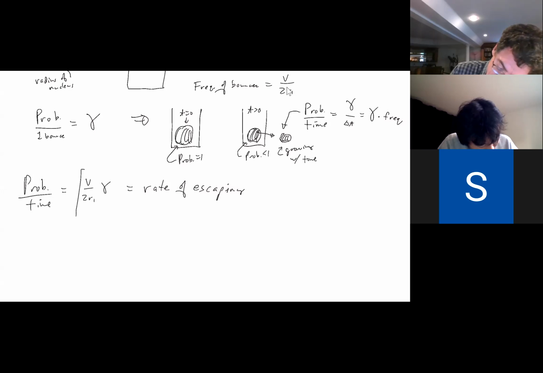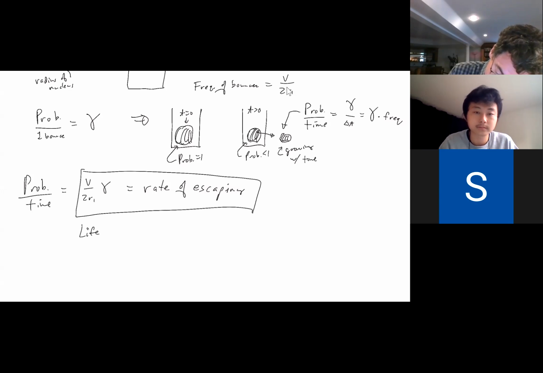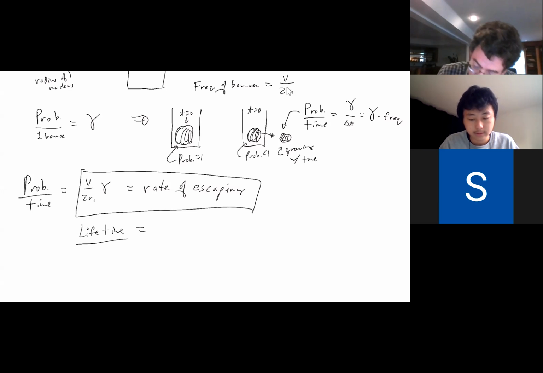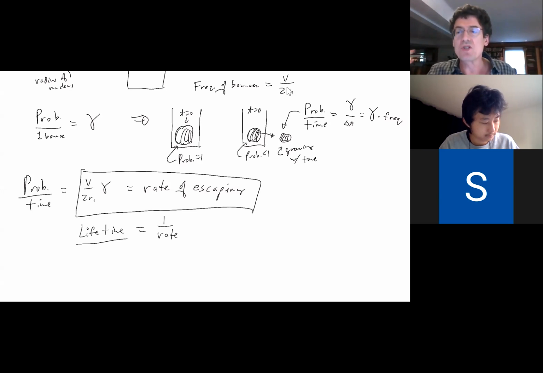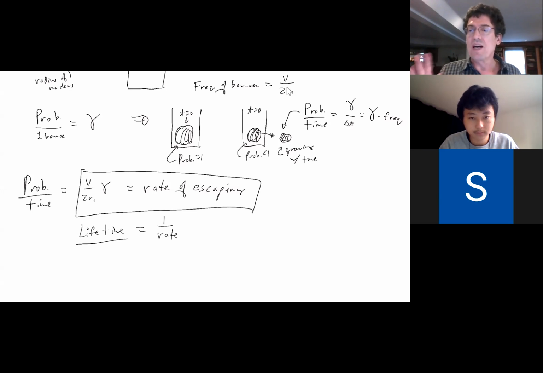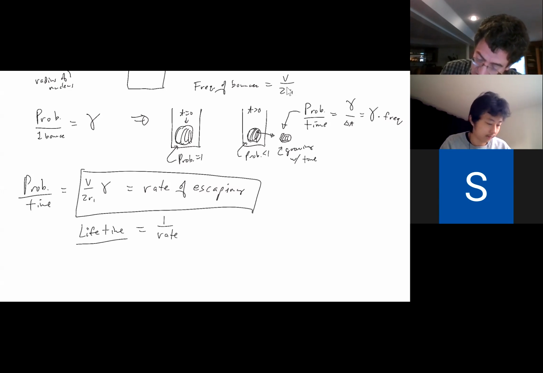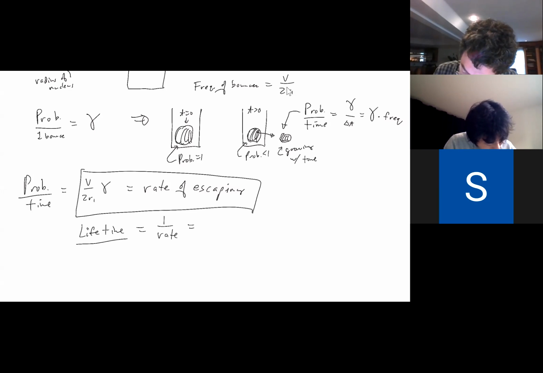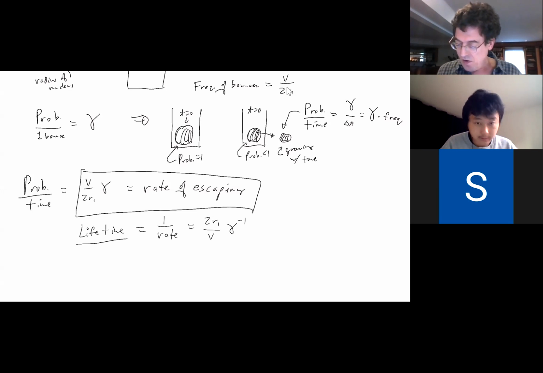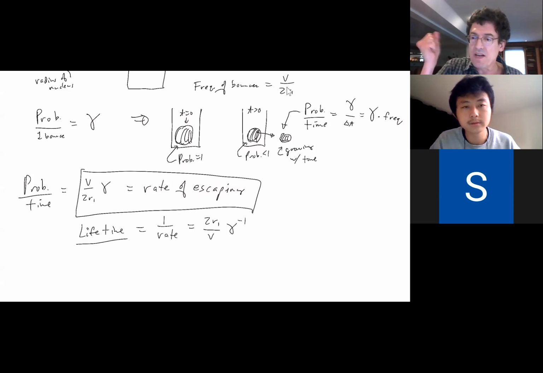But then also notice that I have a lifetime, and the lifetime is just equal to 1 over the rate. That's the characteristic time associated with this. The lifetime is the inverse of the rate, and so the lifetime of the particle will be equal to 2R1 over V times gamma to the negative 1. Okay, so that's the lifetime of an alpha particle.